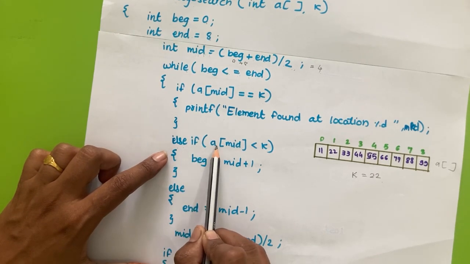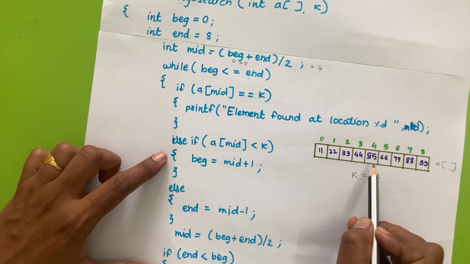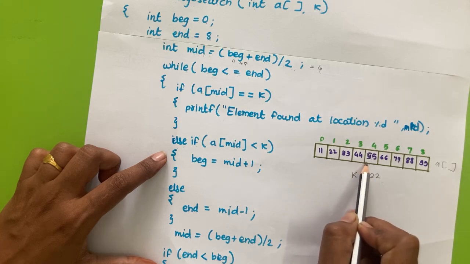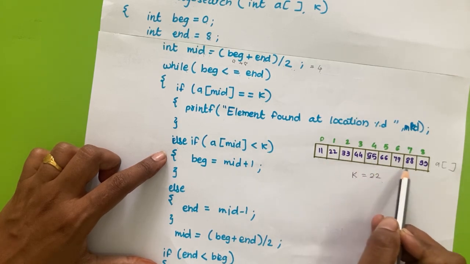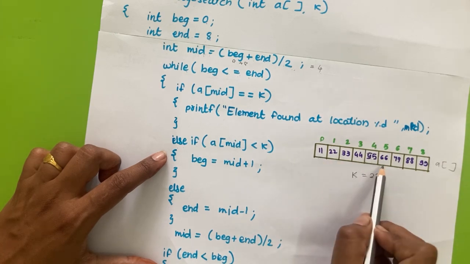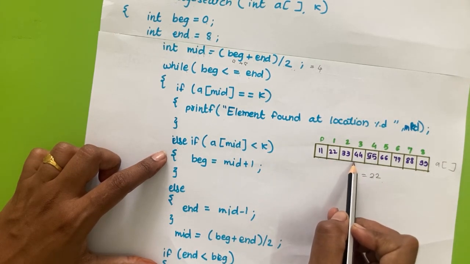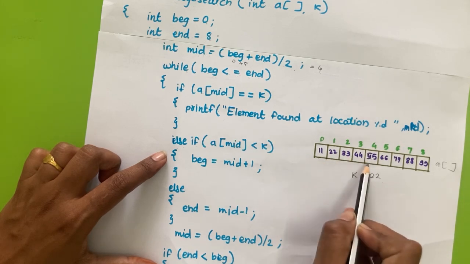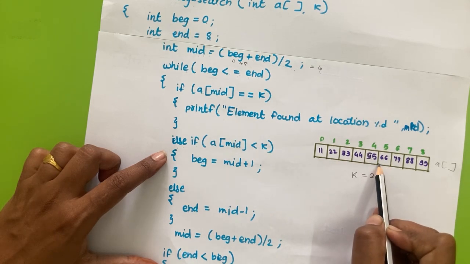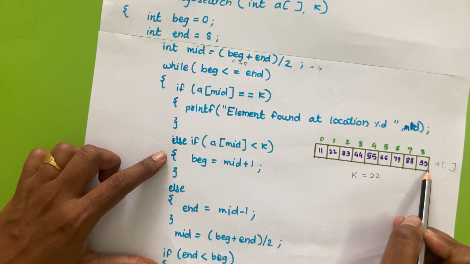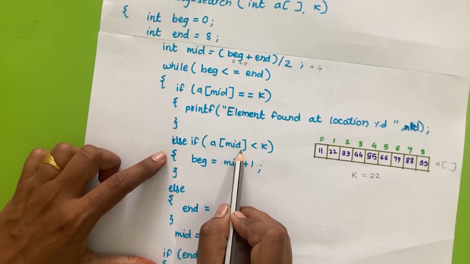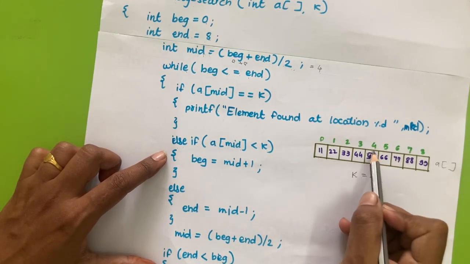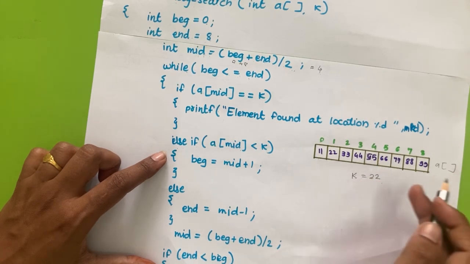Else if A of mid, so what will be the next condition? We have to check whether this element is present in the first half or the second half. Does it belong to the first half or the second half? If the searching element is less than mid, then it will come under the first half, otherwise it will come in the second part of the array. Okay, so else if A of mid is less than K, if the middle value is less than K, then the element lies in the second part.